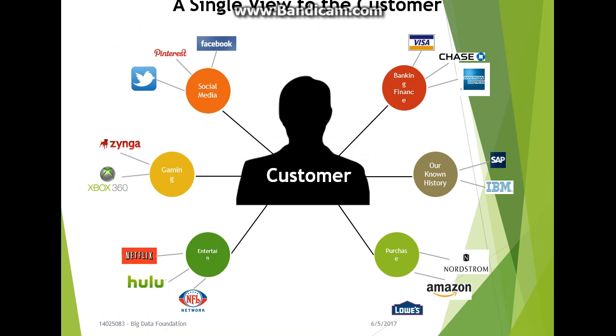With social networks, we have Facebook, Pinterest, and Twitter. For banking and finance, we have Visa and Chase. For our knowledge history, we have SAP and IBM. For purchasing, we have Amazon, Nordstrom, and Lowe's. Entertainment has Netflix, YouTube, and Hulu, and gaming has Xbox 360 and Jenga, and many more. So a user can link to many types of data nowadays.